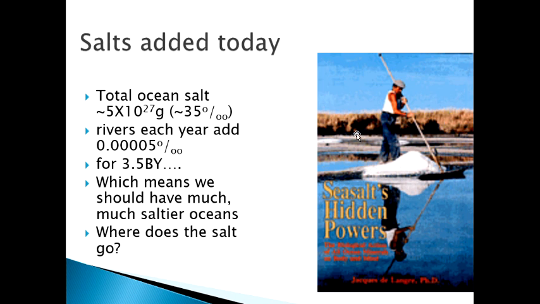Now, we do add salt today. Somebody actually tried to calculate the total amount of ocean salt, and look at this huge number. 5 times 10 to the 27th grams gets us to about that 35 parts per thousand for the ocean. The rivers add this amount, 0.00005 parts per thousand each year. If you multiply that times the 3.5 billion years or so that we think we've had oceans, we should have much, much, much saltier oceans.